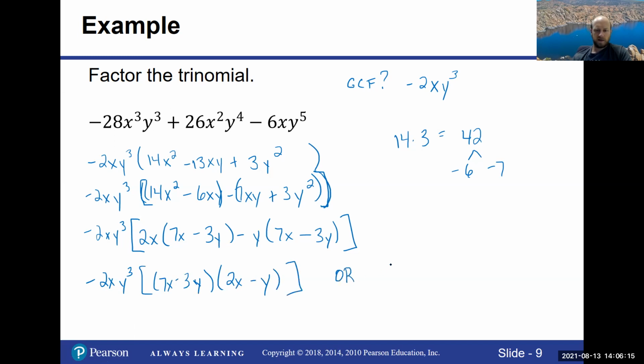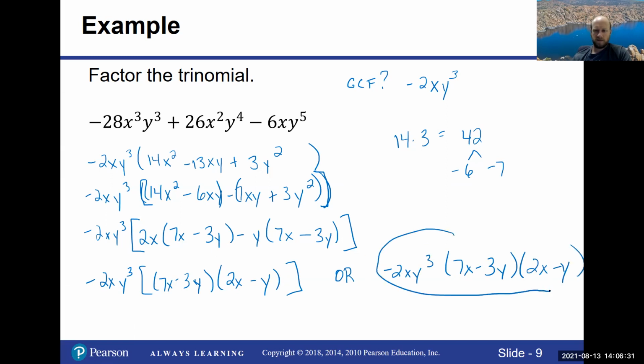And then again, you can also write this without the brackets at the very end. So negative 2xy to the third times 7x minus 3y times 2x minus y. And that's it. That's your answer.